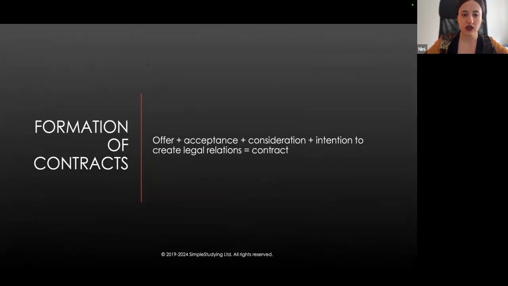What is formation of contracts? How is the contract formed, basically? The first step of creating a contract is an offer, then acceptance, consideration, and intention to create legal relations. It has to be all 4 of these.